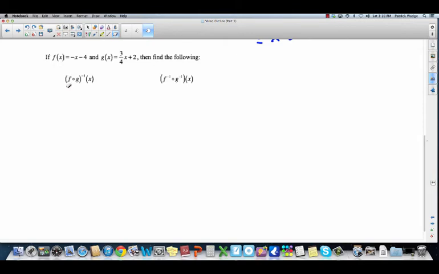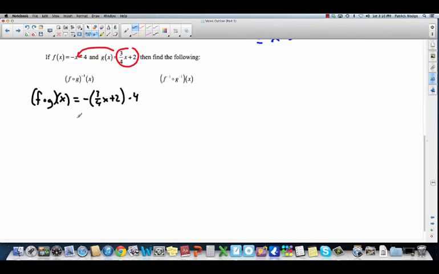So what do we do first? The first thing we do is in the brackets, we have to figure out what's the composite function of f of g. So let's find that first. F of g of x. What does that mean? That means take g of x, which is this amount right here, and plug it into the x value there. Okay, let's do that. So we have negative, there's the x, so all of this 3/4 x plus 2 goes right there, and then take away 4. So it equals negative 3/4 x minus 2 minus 4, which is the same as negative 3/4 x take away 6.